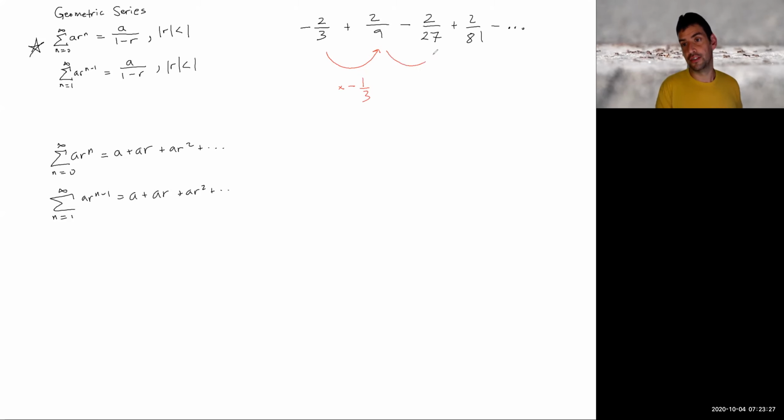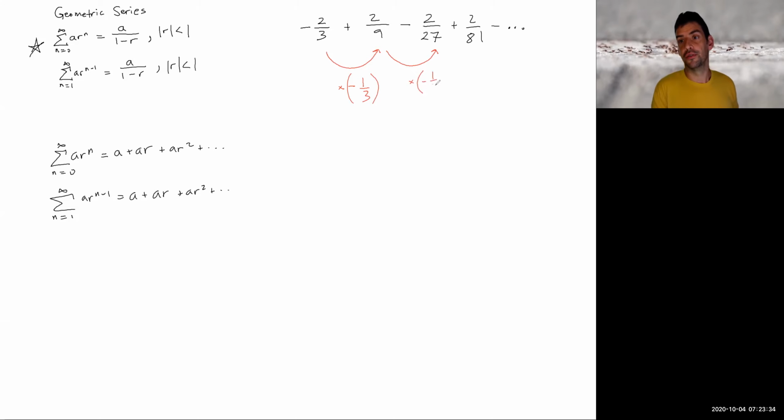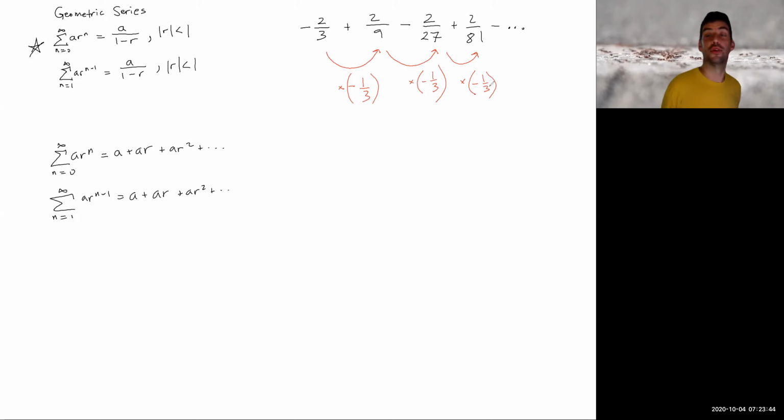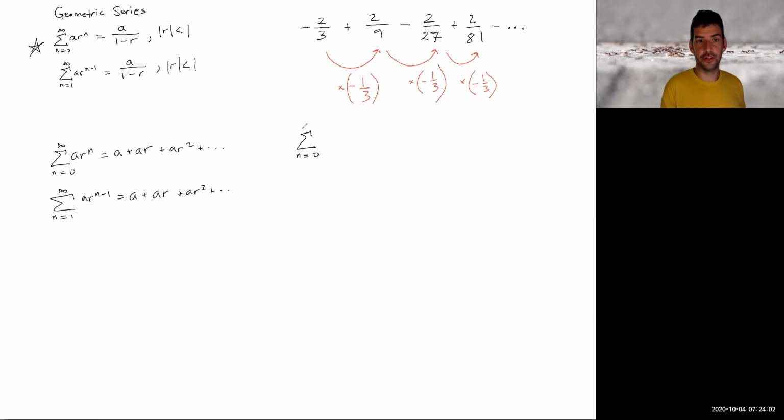Then to get from 2/9 to negative 2/27, I would multiply by negative 1/3 again, and to get from negative 2/27 to positive 2/81, I would multiply by negative 1/3, right? So this is a geometric series. Our ratio, our common ratio, is negative 1/3, which means if I want to, I can write this series out with our summation notation.